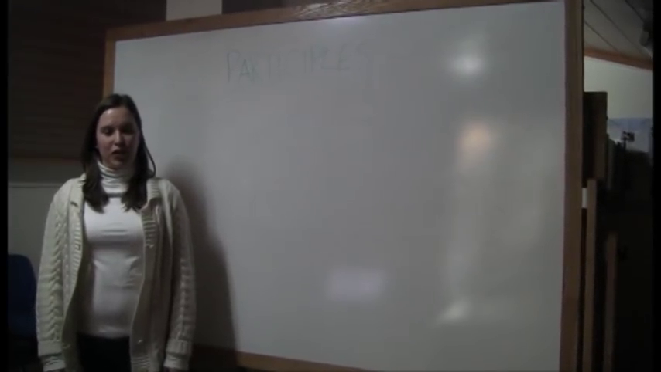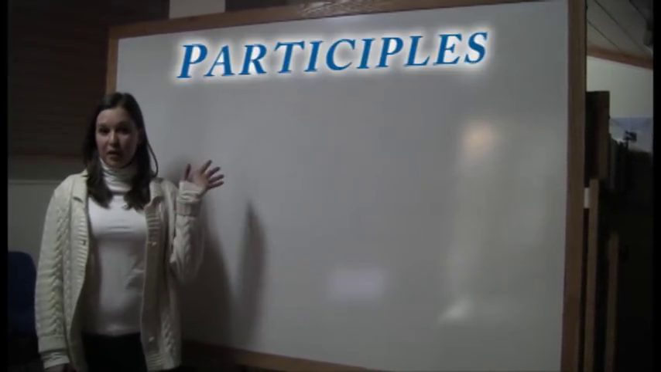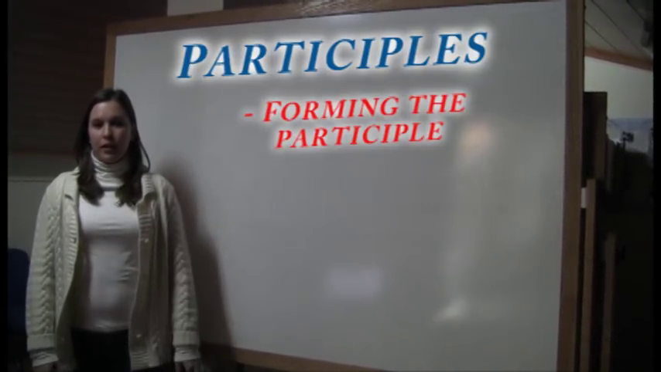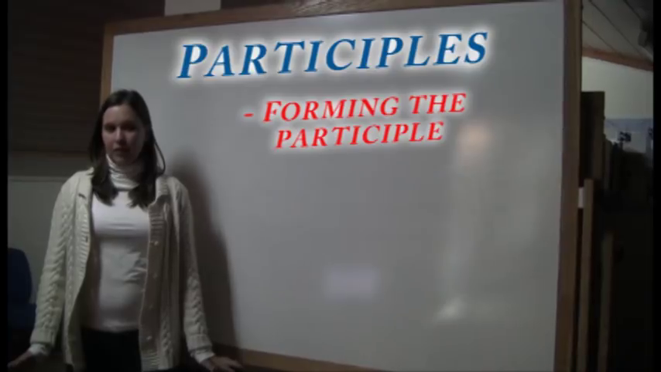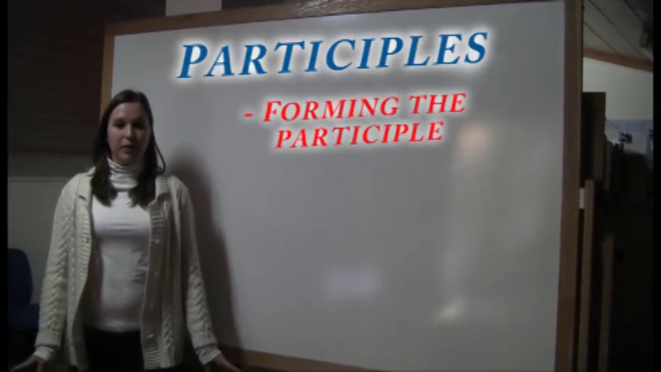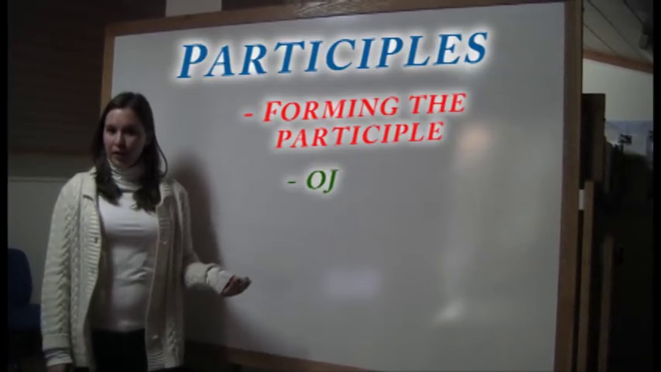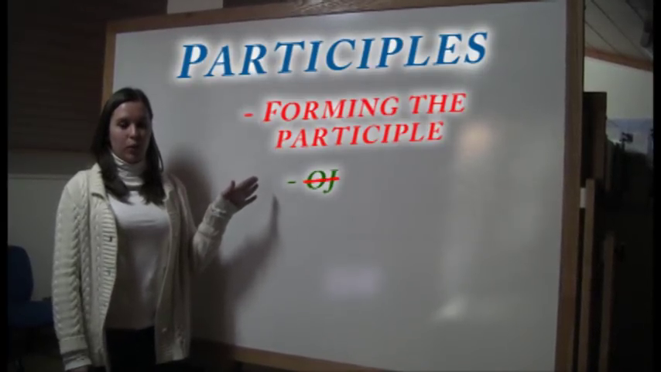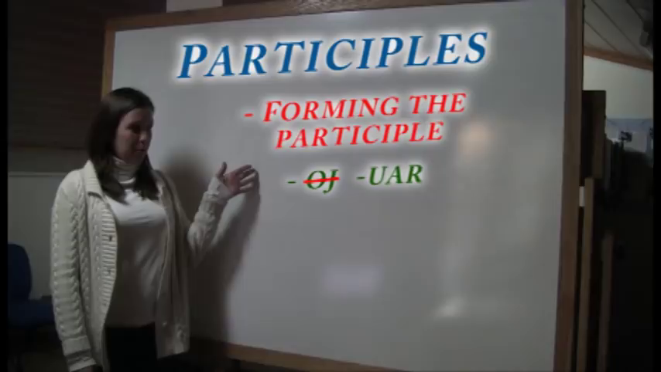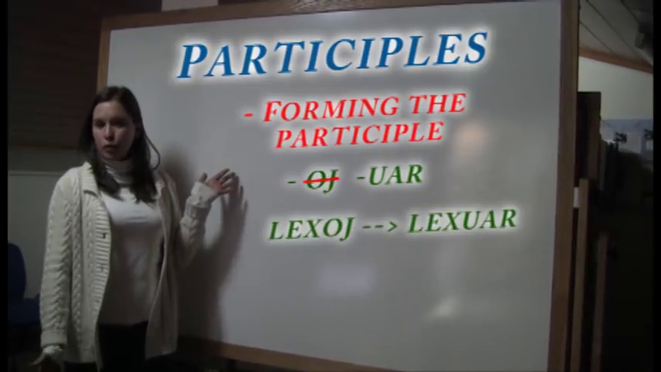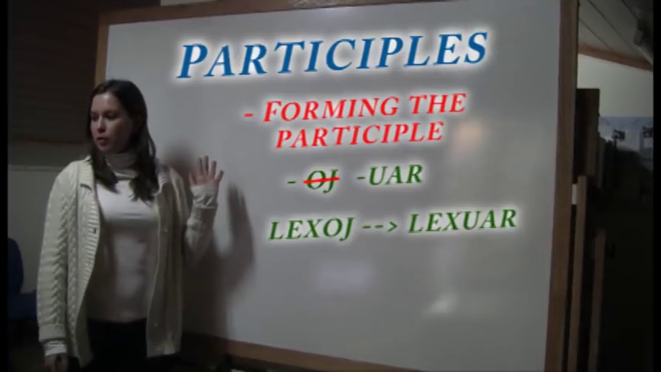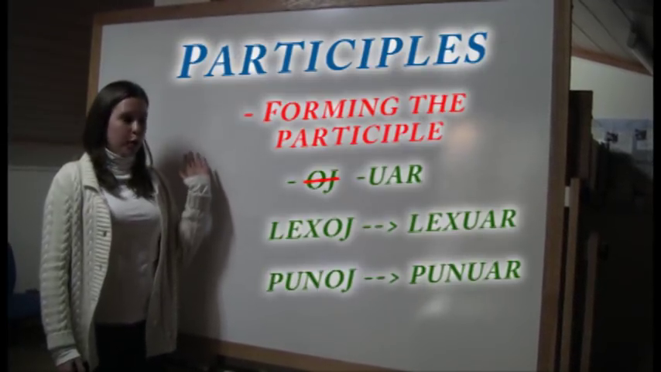And I'm going to be teaching you a three-part series on participles. The first part is on forming the participle. It's actually really simple in Albanian, in Shqip. For verbs that end in oj in Shqip, you're going to take off the oj and replace it with uar. For example, the verb lexoj, to read, would be lexuar. The verb punoj, to work, punuar.